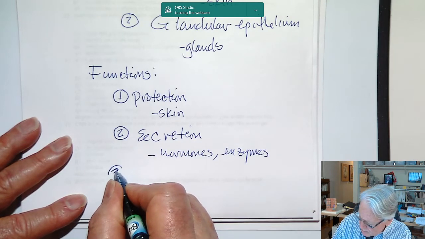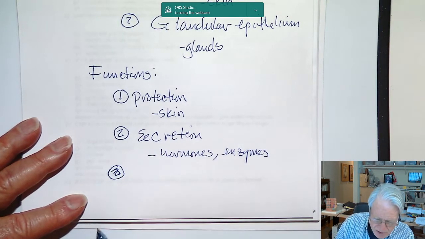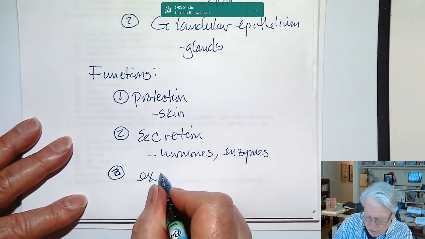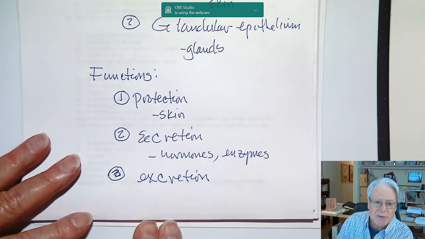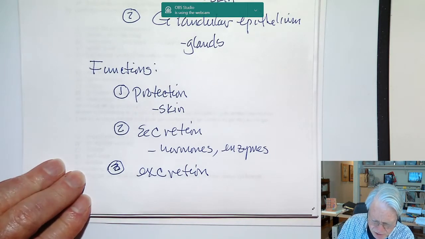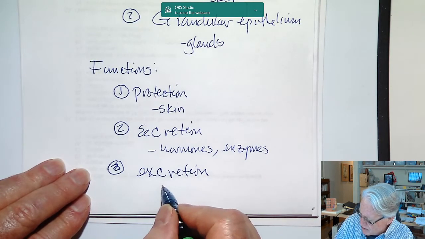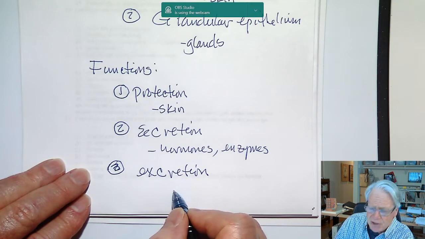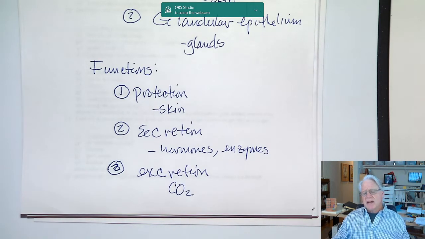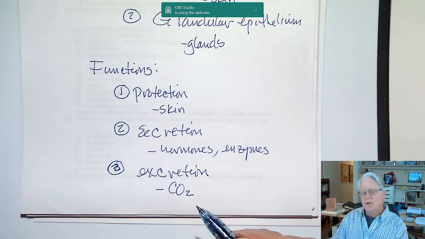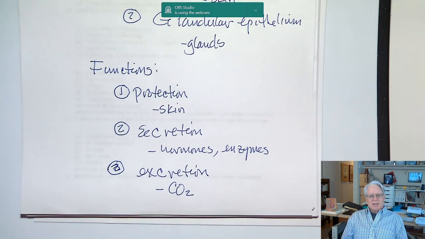Number three is excretion. So let's get this down. Then I want to explain the difference between excretion and secretion. So excretion is a function of epithelial tissue. One good example is carbon dioxide. That's an excretion that your body produces. And the cells that are doing that, of course, are in your lungs, and those are epithelial cells.